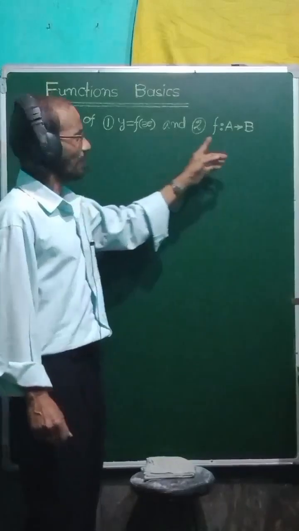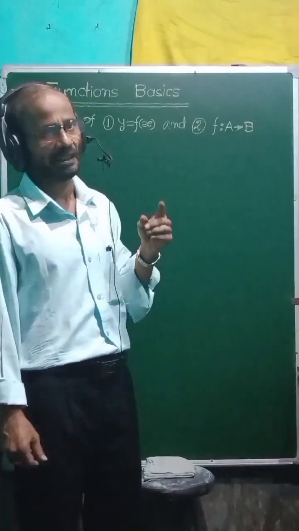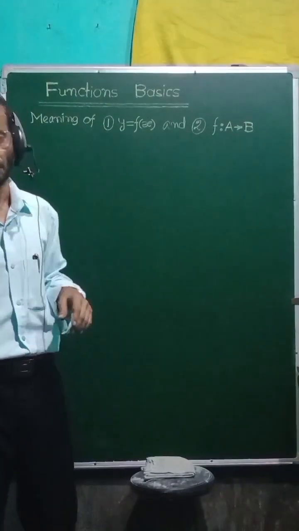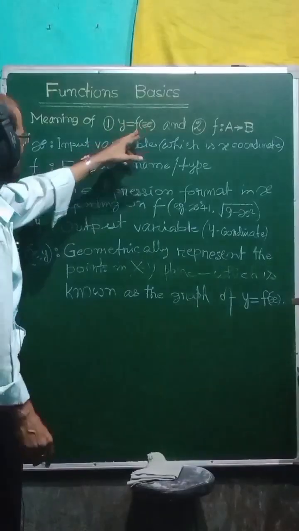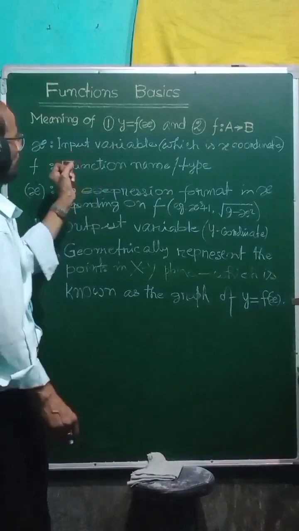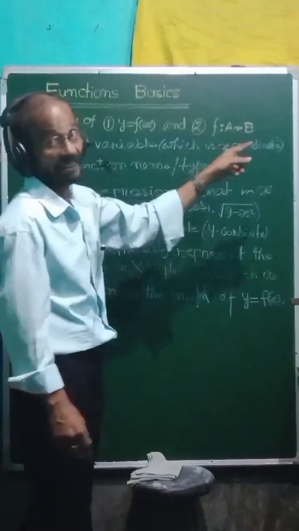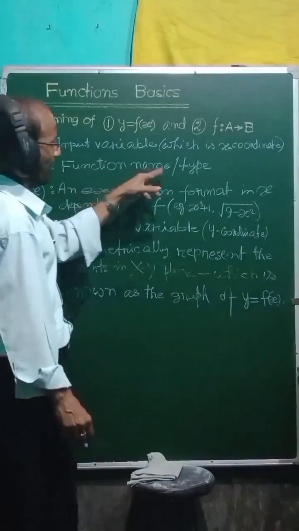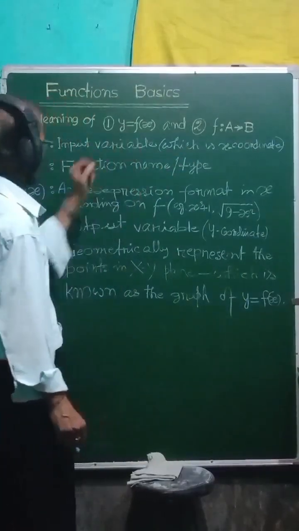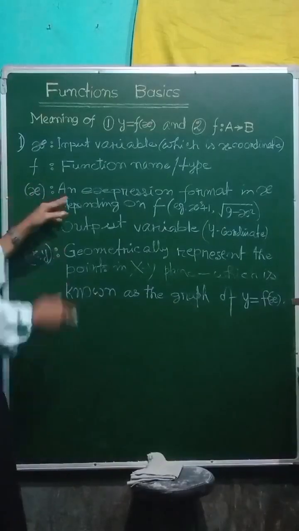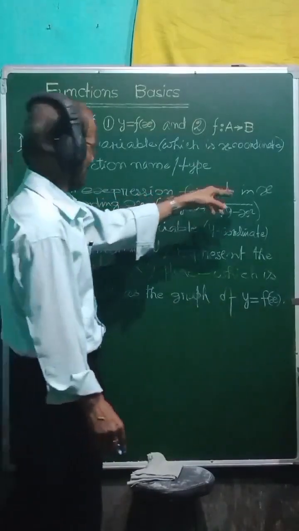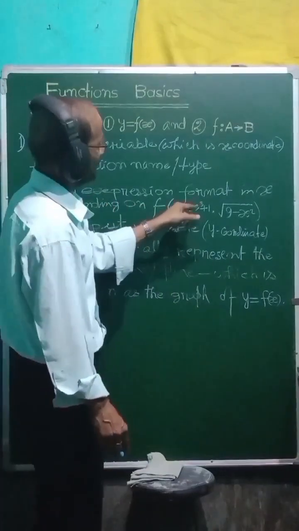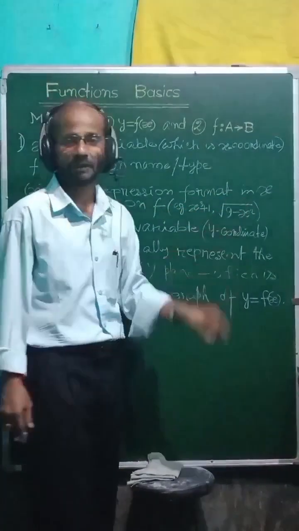If you do not understand the full meaning of that, then it will be difficult to analyze the domain, range, and graphs of those functions. Let us understand: x is the input variable, which is actually the x coordinate, and f is a function name or the type. And f(x) is an expression in x depending on f. For example, x cubed plus 1, or under root 9 minus x squared.